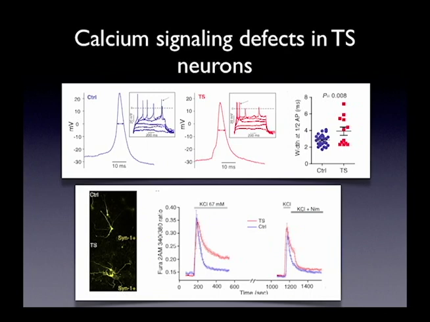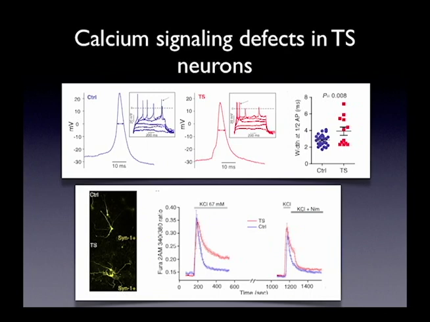So the first thing we did is we looked at this, and it was a little disappointing. You can see that this is an action potential, and there's a very small change in the width of the action potential, but you can see that it's really small. We don't know exactly what this would mean, but it's only in some of the cells.